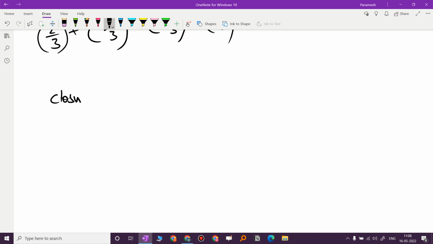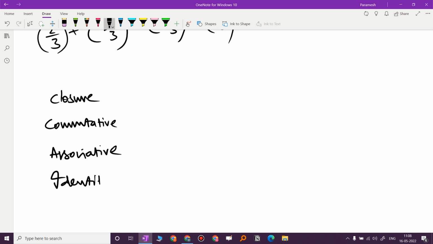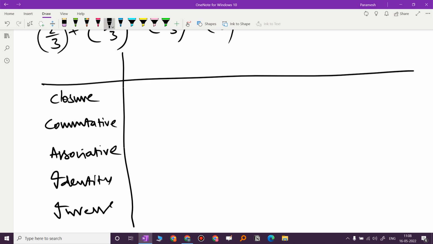Closure, commutative, associative, identity, inverse. These are the 5 properties. Okay. Every number set holds these 5 properties. Some more properties are also there. First of all, we will learn about these 5 properties.